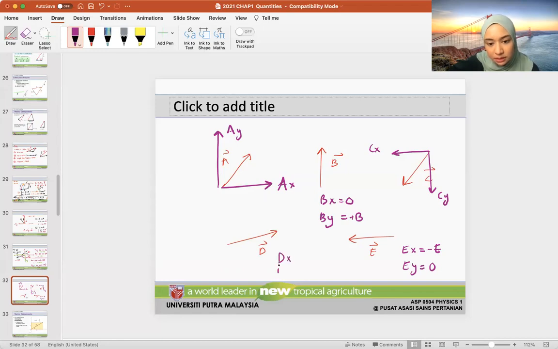DX, DY, positive. Okay, so it should be this way and this way. DX, DY. Okay, so your vector always has to be sandwiched in between the x and y components. I hope that's clear for everyone.